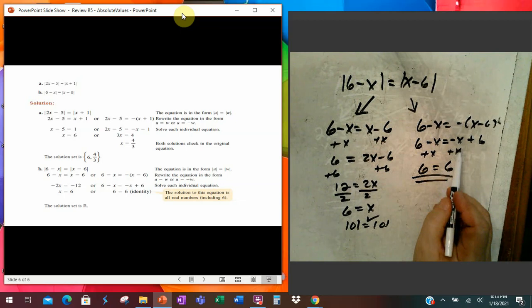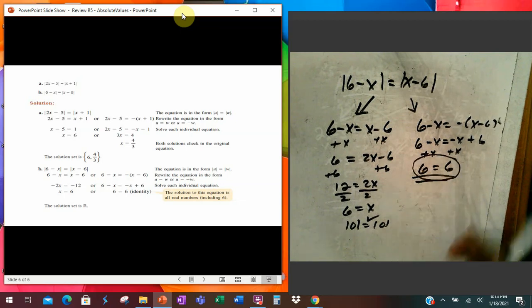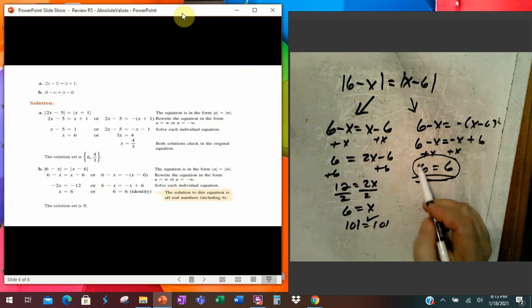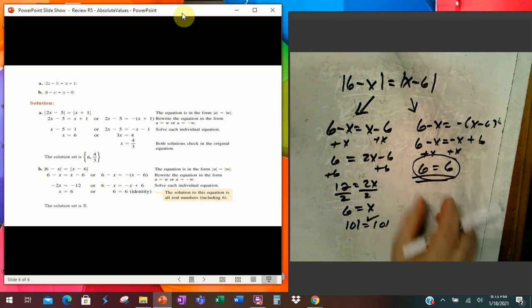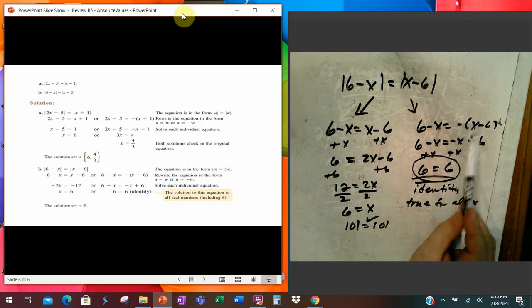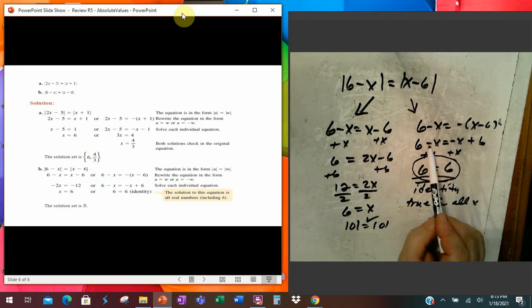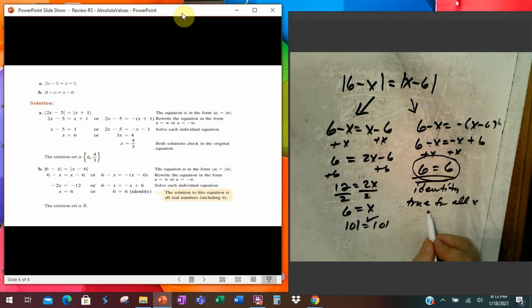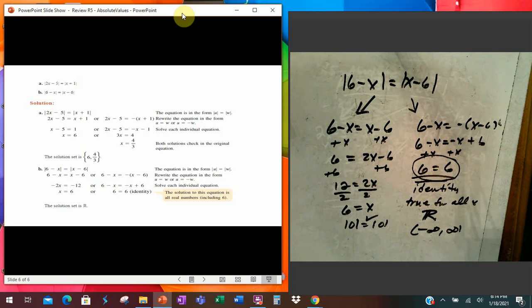Whenever my variable disappears and I end up with a number equal to a number, this basically says that this is identical. This is an identity. An identity is true for all x. It's just a different way of representing the same thing. And here all we've done is factor out. These are the very same things, negative x plus 6. So here the solution is all of R, or anything in that interval, any numbers.